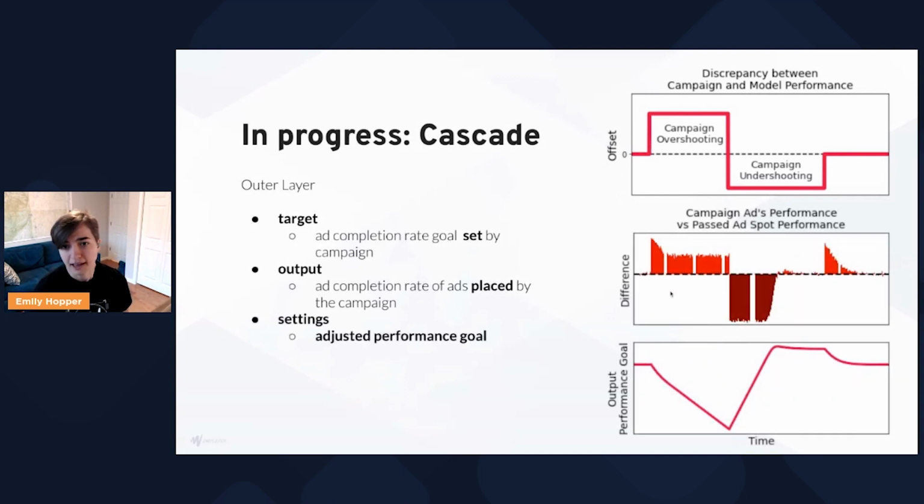So here I'm showing similar graphs to what we were looking at before, but this time the output of our feedback loop is the adjusted performance goal, so the ad completion goal. And you can see that as the campaign continues to outperform what we want, the performance goal that we're aiming for tanks and tanks and tanks until this point where suddenly our campaign starts underperforming, and then it rises back up and steadies out.